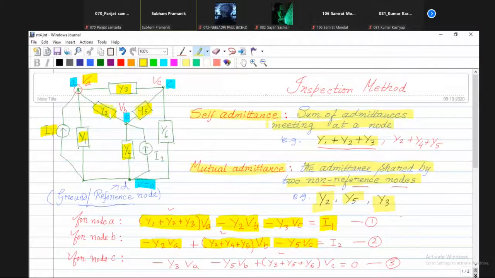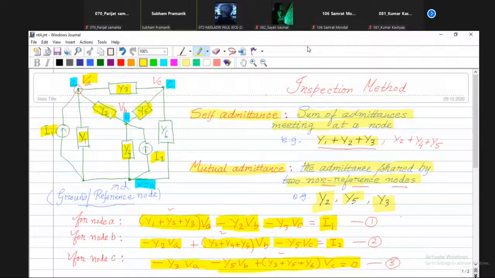It is very clear from this analysis that the inspection method actually saves some time. During the exam, you don't need to write KVL or Ohm's law separately for different circuit elements. Then you don't need to do all the other things, like rearranging terms. So just like mesh analysis, in node analysis also, the inspection method is applicable.